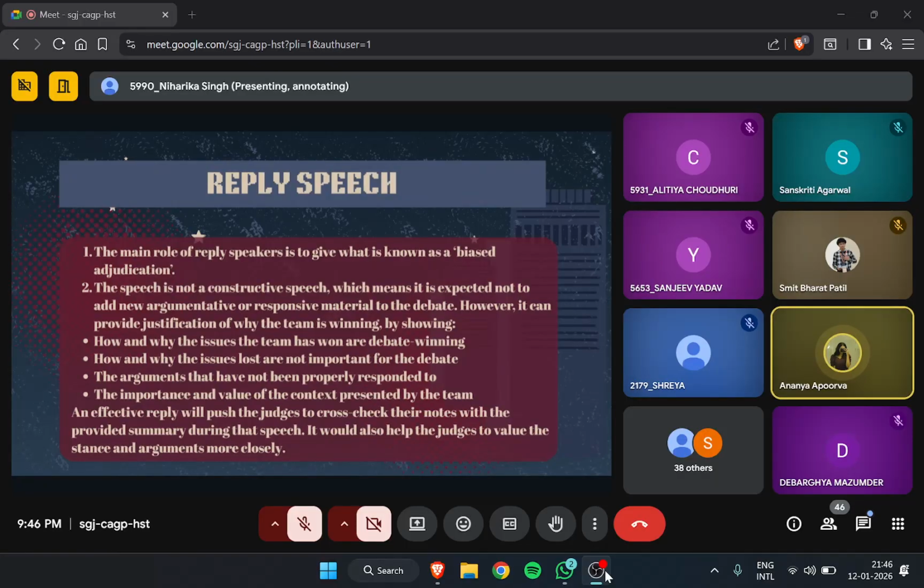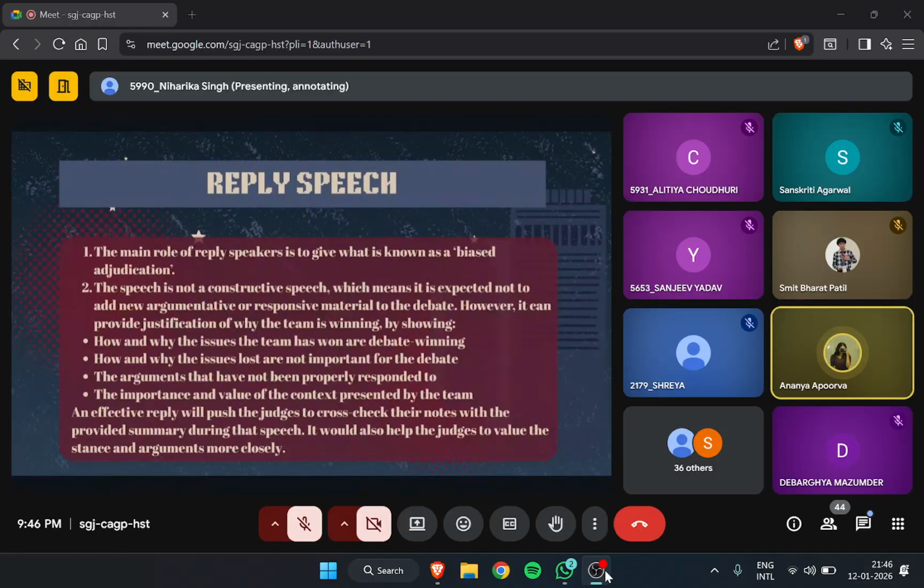Now, there might be a confusion between the role of a whip and the role of the person doing a reply speech. That was something that confused me for a very long time, so I'll try to break it down for you a little. What your whip does is analyze the entire debate to derive conclusive arguments to prove how your side should win.